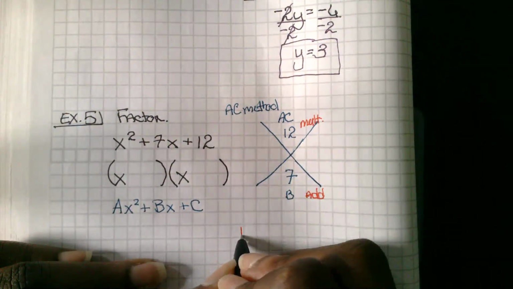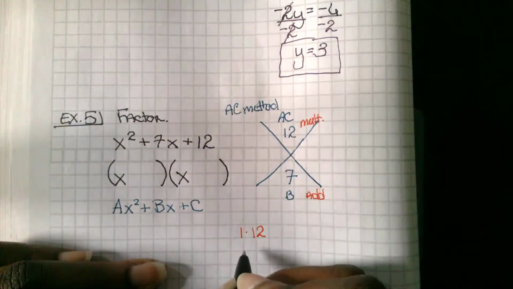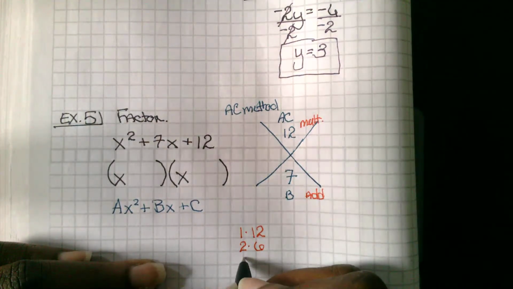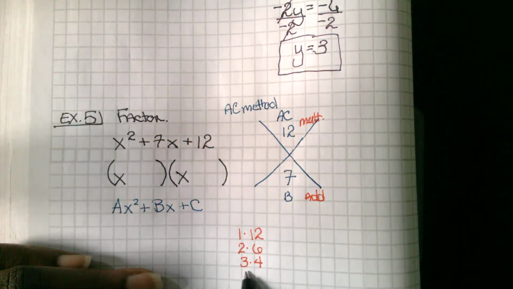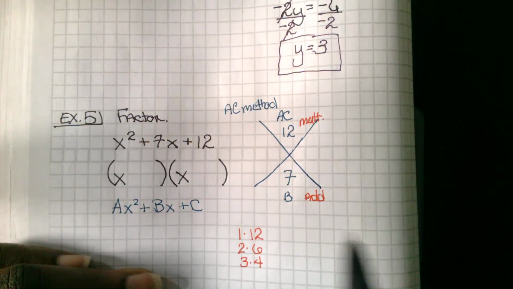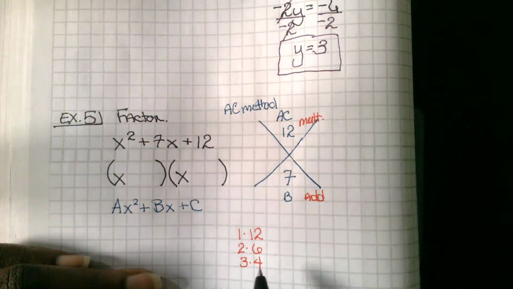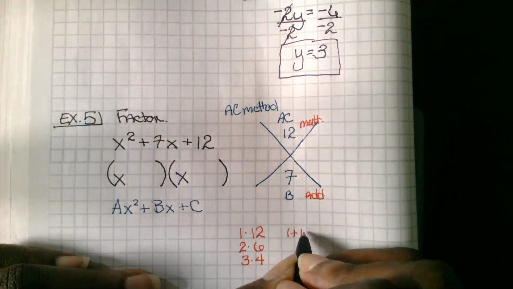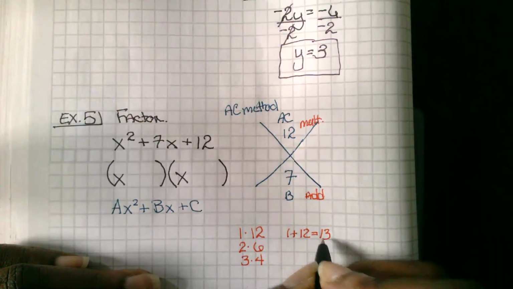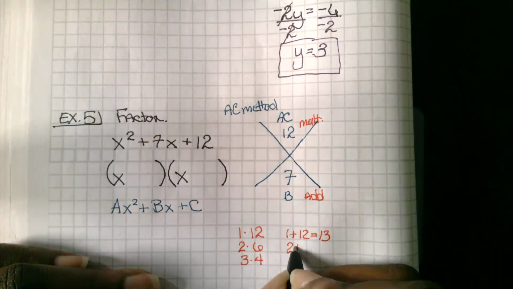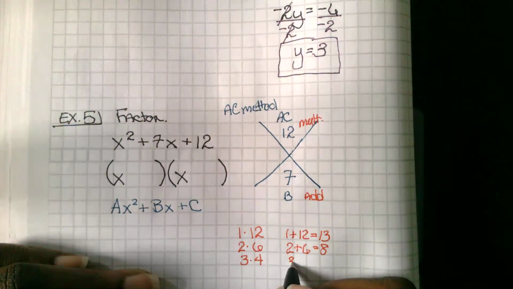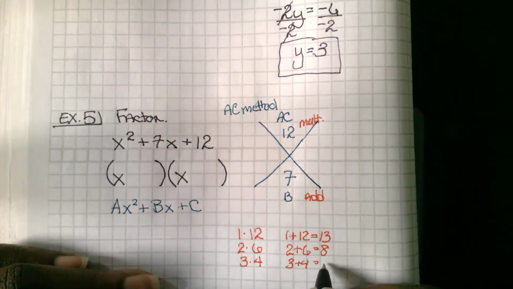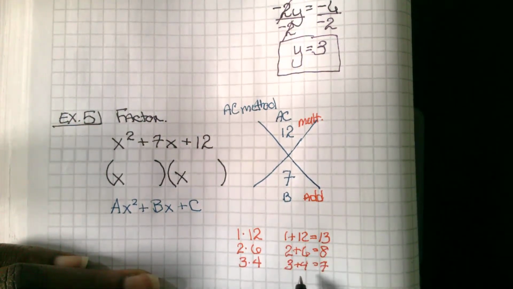For 12 times tables, you've got 1 times 12. You have 2 times 6. You have 3 times 4. All three of these multiplied will give me a 12. But if I added any of those, which one will give me an answer of 7? Well, if I did 1 plus 12, that'll give me a 13. That's not going to work. We have our 2 plus 6. That gives me an 8. Close, but not what we're looking for. Then we have 3 plus 4. That gives me my 7. Those are the factors that we want.